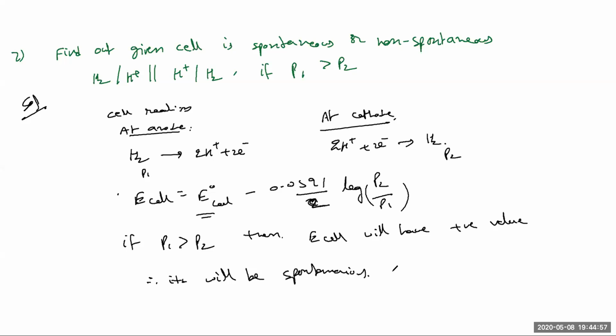You know why I'm saying spontaneous? You know the relation between delta G and E naught, delta G equals minus nFE naught, right? So here E cell is positive. Obviously, delta G is negative. Delta G is negative for a spontaneous reaction. When delta G is negative, E cell is positive. When E cell is negative, delta G becomes positive, then it is non-spontaneous. Gibbs free energy change is negative means it is spontaneous only. Take that note point.